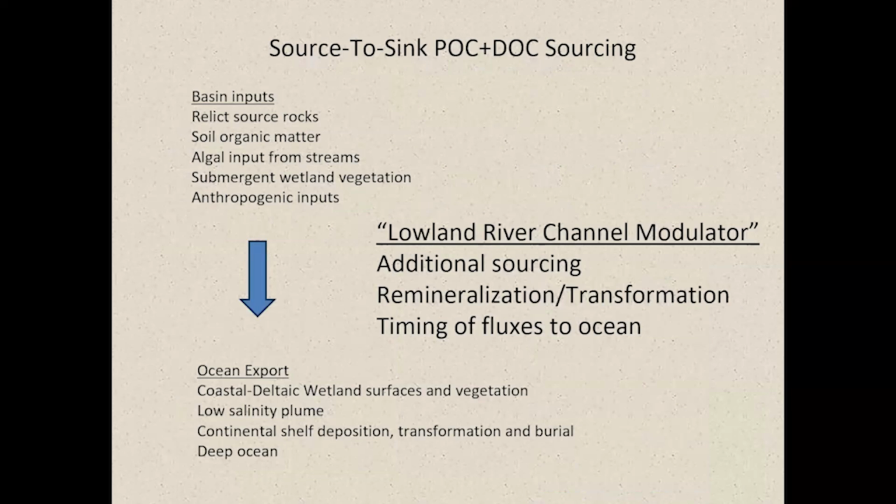But again, there's a whole set of processes that go on in the lowland part of river channel systems that modulate. That's why I called this talk the modulator. They can provide additional sources of sediment and carbon. They can remineralize carbon, transform the nature of carbon, and importantly, they can also affect the timing of the release to the oceans, seasonally. So I'm talking when it's released with respect to energy characteristics on the shelf, for instance, and so forth. And so that's what I really want to focus on today, is outlining some of these mechanisms.